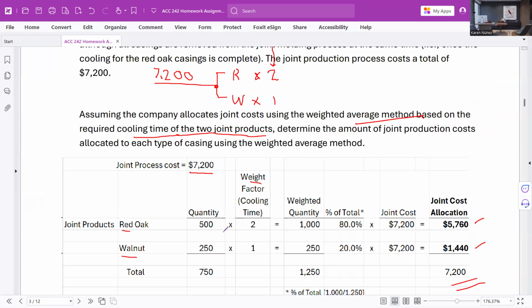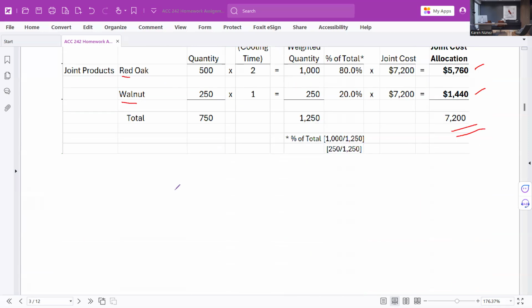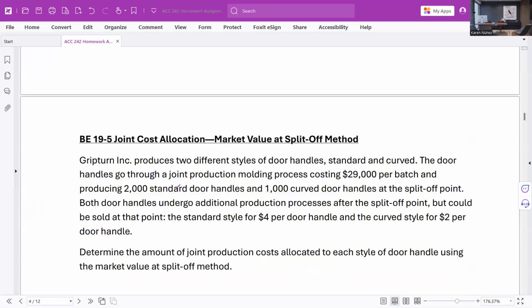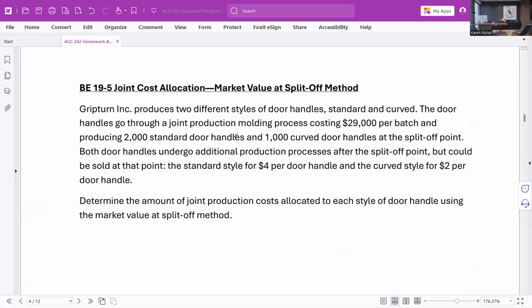So we've looked at allocating joint costs based on physical units. We've looked at allocating joint costs based on the weighted average approach. And the third method that we look at in this chapter is allocating joint costs based on the market value at split off. That's the next thing we're going to look at. So in basic exercise 19.5, market value at split off.